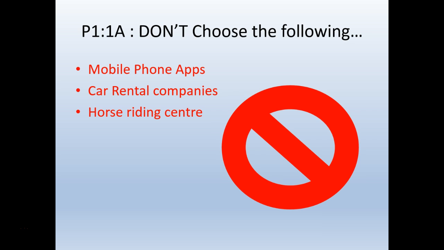What I'd strongly suggest is that you do not choose any of the following because they've been problematic: mobile phone apps, it's too complex. Generally the costings involved are very abstract. It's very difficult to actually put a price on it. Car rental companies, again, very difficult to put prices on things. Land is expensive, it's very hard to cost it up, and there are a lot of hidden costs.